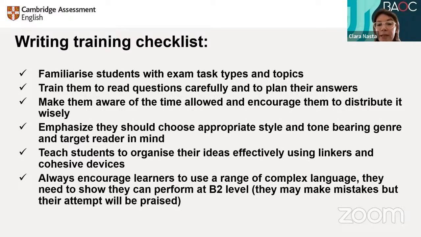Make them aware of the time allowed and encourage them to use it wisely. Emphasize they should choose appropriate style and tone, bearing genre and target reader in mind. So this is communicative achievement. Teach students to organize their ideas effectively using linkers and cohesive devices. Organization. Always encourage learners to use a range of complex language because they need to show they can perform at B2 level. And the difference has to be evident between a B1 and a B2.